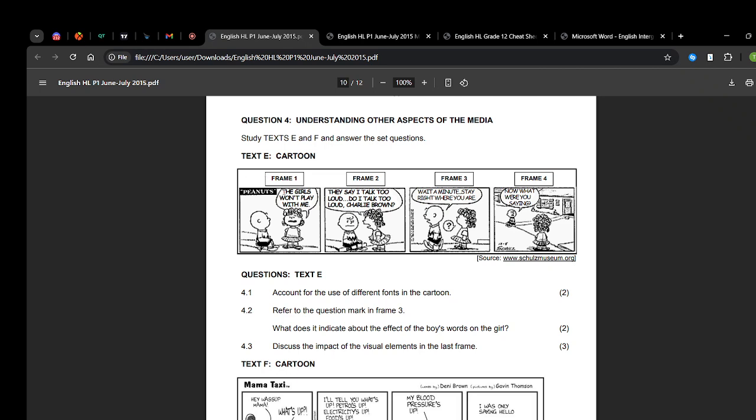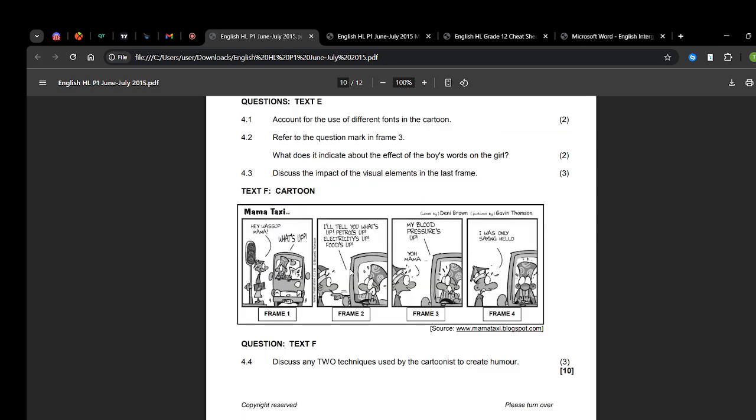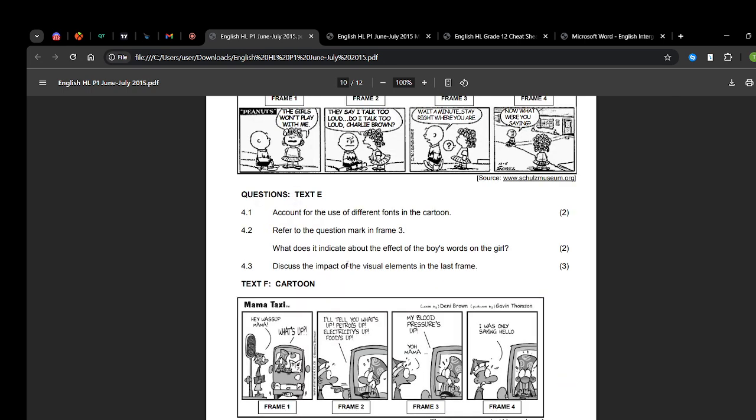The size of the font, the size of the bubbles, the facial expressions, all those things can help in answering cartoon questions. So here we only have like 3 or 4 cartoon questions. Then we'll be tackling language. So please guys, in between, don't be afraid to stop me if you have questions.